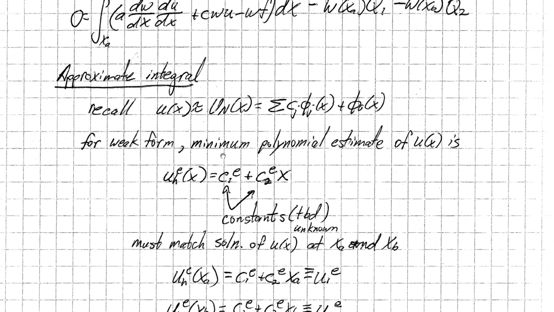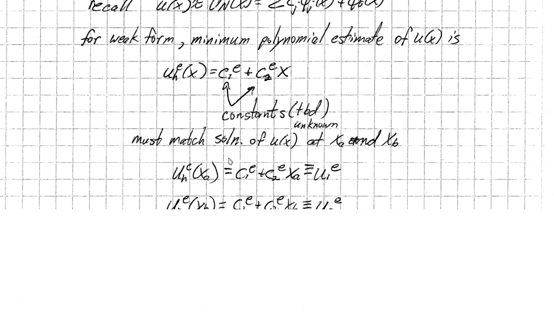So for the weak form, we want to first start out with the minimum polynomial estimate for U. And in this problem, that means it's a linear polynomial. So you have two unknown constants, C1 and C2. Superscripts stands for a single element.